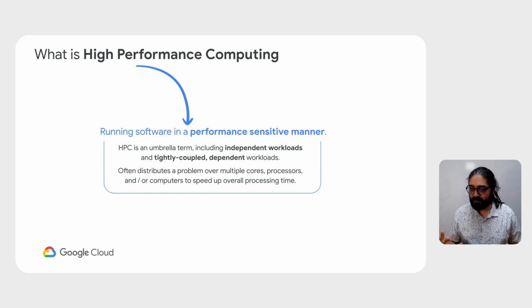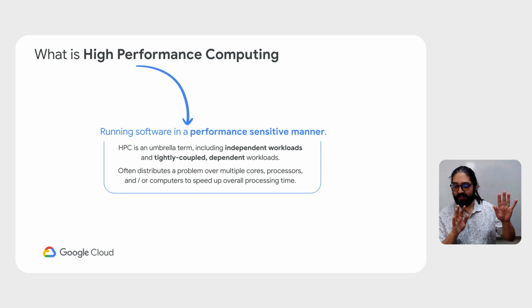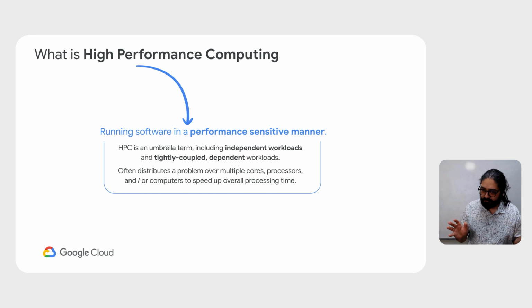So let's talk about high performance computing. High performance computing is a type of computing where you run software in a very performance sensitive manner. This means that these workloads can be run independently or tightly coupled or even dependent on each other, but they're run with performance at top of mind. They often distribute a problem across multiple computers, multiple cores, processors, memory, and they throw stuff over the network when possible, all in the effort to speed up the overall computation time.